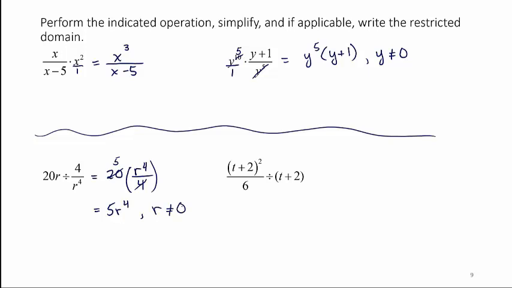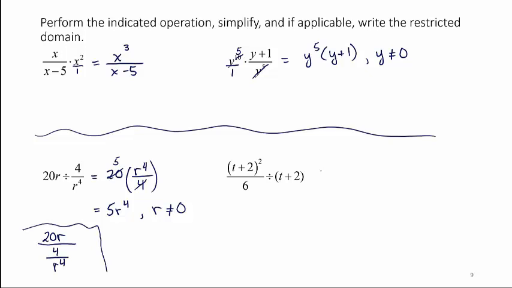Now, why would that be important here? Because in the end, when we multiplied by the reciprocal, that r to the 4th became part of the numerator, right? So we don't have a denominator there, so it might help to think about how this problem originally looked. So if we think about 20r divided by 4 divided by r to the 4th, that r to the 4th was originally part of a denominator, right? Two denominators, actually. So we definitely have to say that r can't be 0. All right, so now let's look at this one.